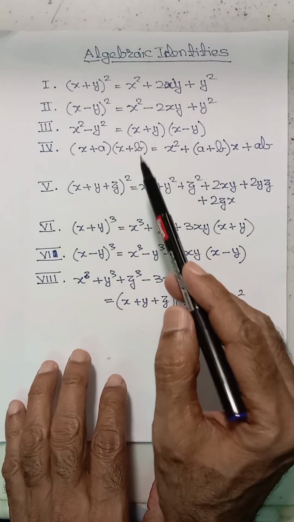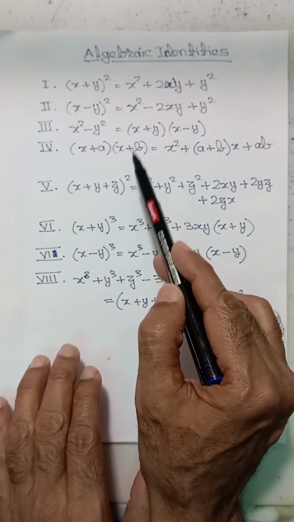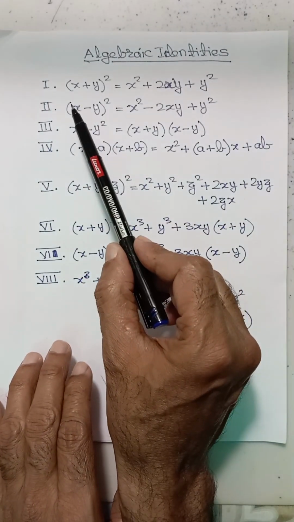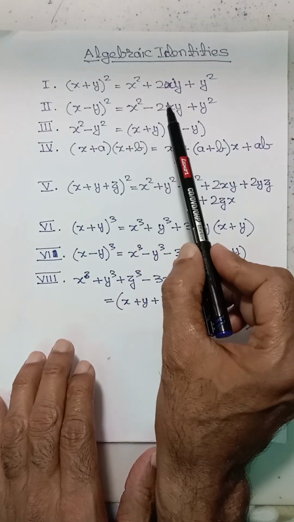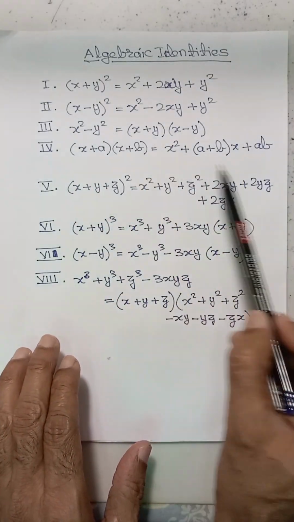Today we will start algebraic identities. I have covered 1 to 4 algebraic identities for class 8th. That is (x + y)² = x² + 2xy + y². I have derived all these 4 formulas which are on your screen.